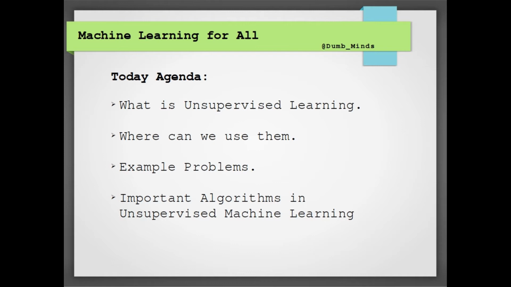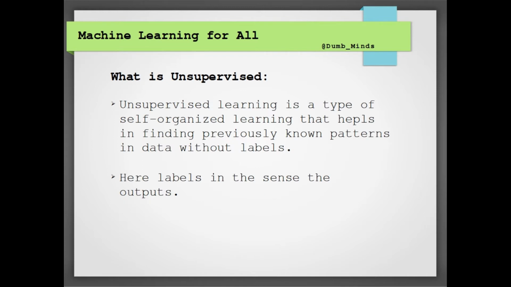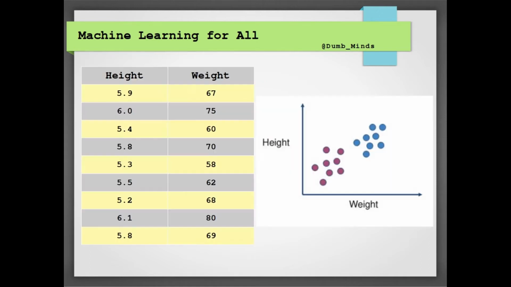Our agenda today is to learn what unsupervised learning is, and with a few examples illustrate where we can be using them. And finally, we'll be getting to know about a few algorithms used in unsupervised learning. Let's start. Unsupervised learning is a type of self-organized learning that helps in finding previously unknown patterns in data without labels. Here, labels means the outputs. So, in unsupervised learning, we'll be just feeding our machine with inputs only, and it has to identify the patterns in the dataset. Let me take an example and explain it.